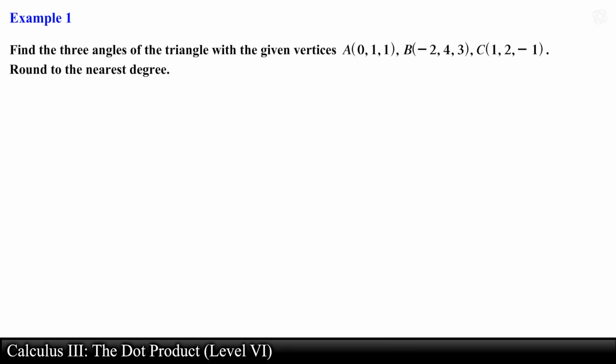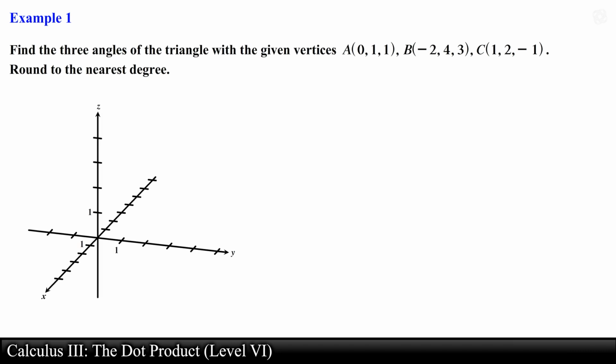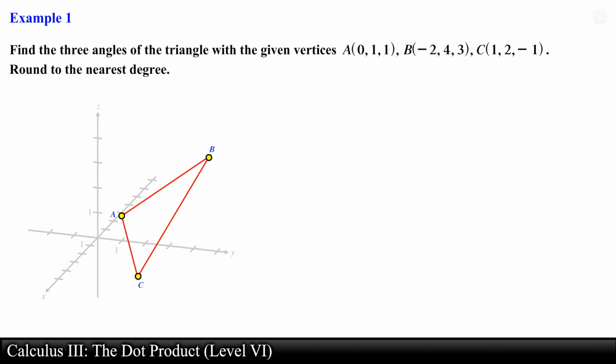Find the 3 angles of the triangle with the given vertices. Round to the nearest degree. Alright, let's start by plotting the points so that we have a diagram that we can work with. Notice that the 3 vertices form a triangle. We are asked to find the measurement of all 3 angles and round to the nearest degree.